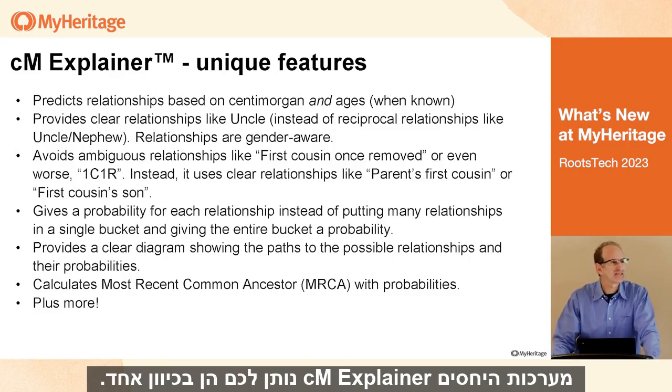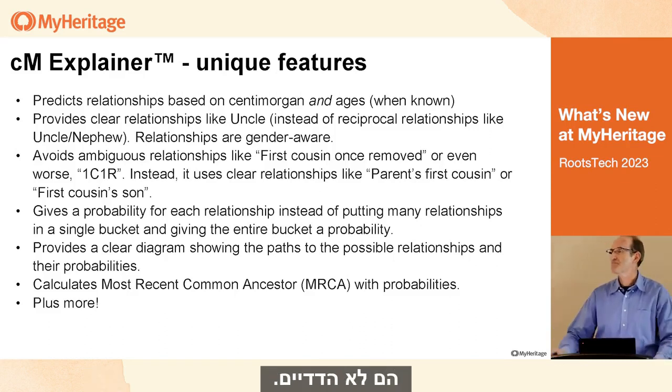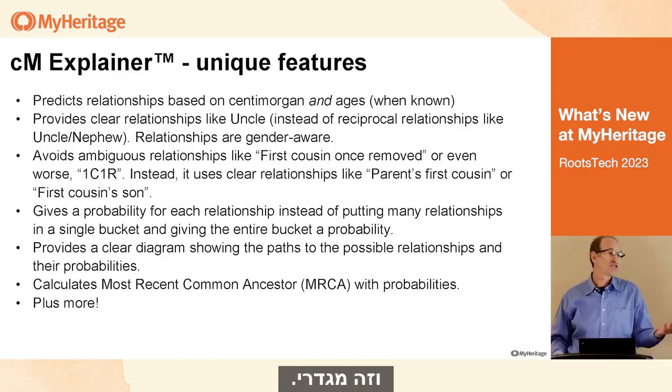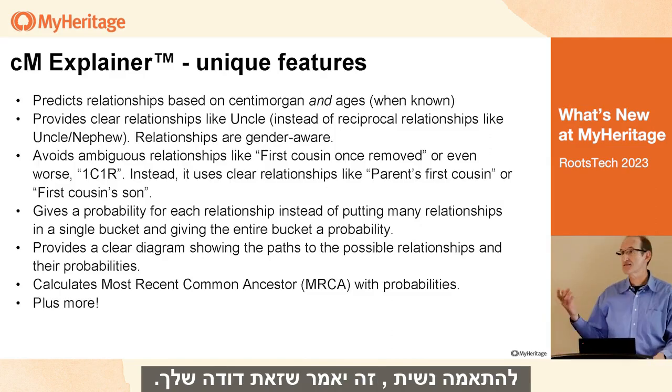The relationships that CM Explainer gives you are one-directional, they're not reciprocal. It's not going to say uncle or nephew, it's just going to say uncle. And it's gender aware, so if it's a female match, it's going to say it's your aunt.